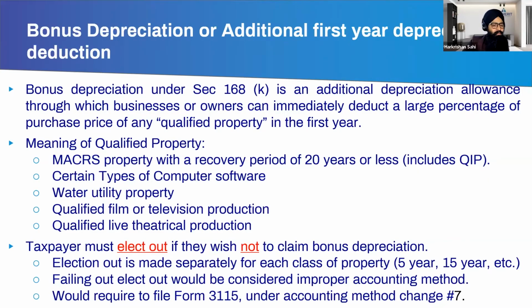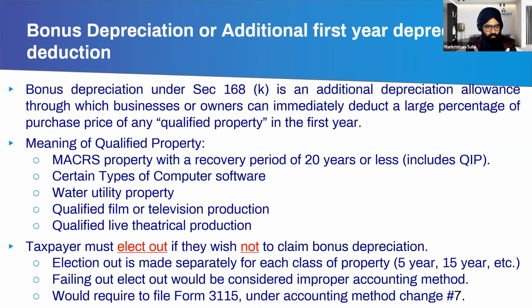So the next slide I'm going to talk about is bonus depreciation, also known as the additional first year depreciation deduction. Bonus depreciation, under IRC section 168(k), is an additional depreciation allowance through which business owners can immediately deduct a large percentage of the purchase price of any qualified property in the first year. When people think about bonus depreciation, they think, hey, I can get more depreciation. Yes, you can get more depreciation, but let me give you an example. It doesn't increase your basis.